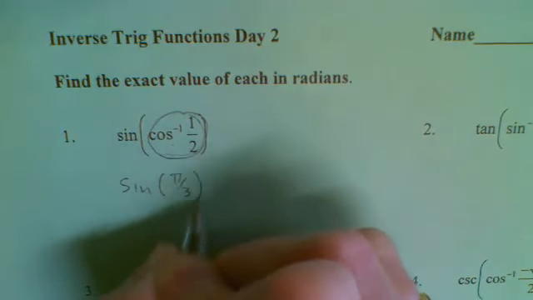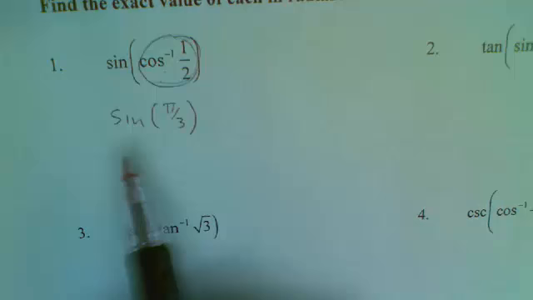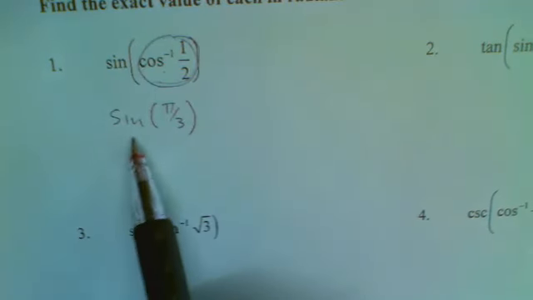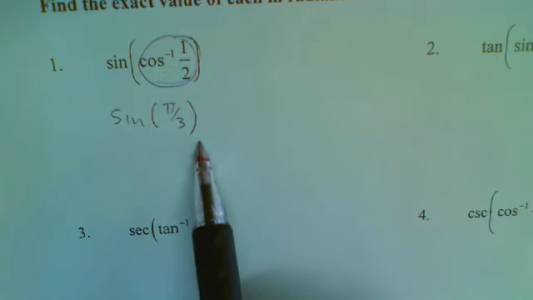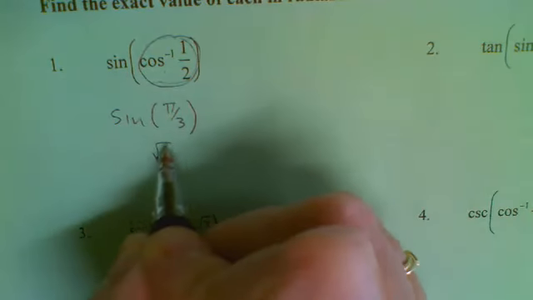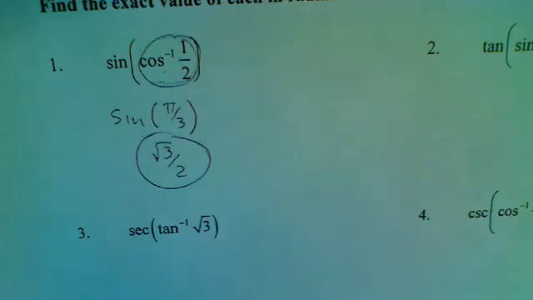So you're going to evaluate what's in the parentheses first. Inverse cosine of 1/2 is pi over 3. Then the question becomes, what's the sine of pi over 3? Sine of pi over 3 is the y value, so that's radical 3 over 2. So it's just a two-step problem.